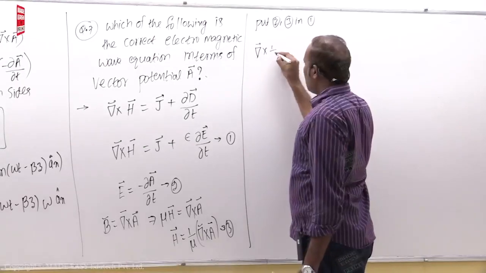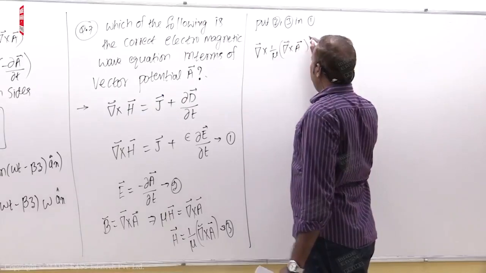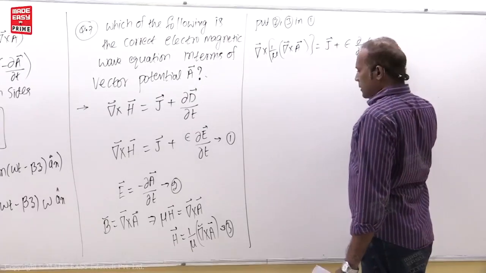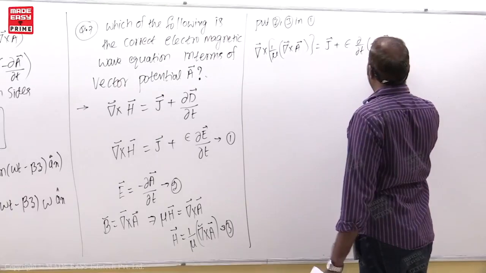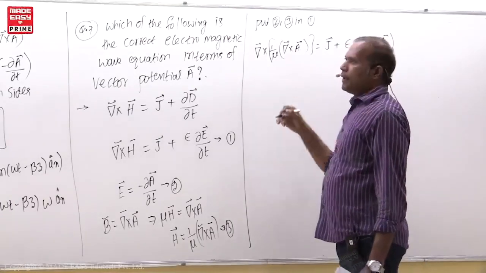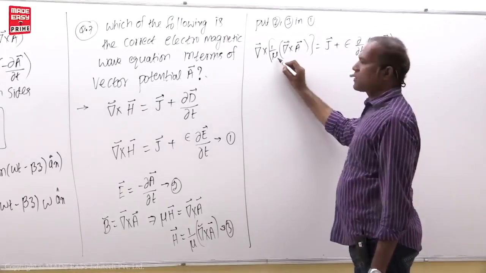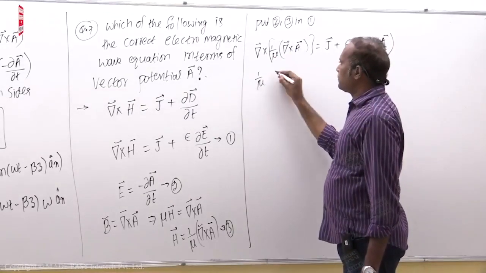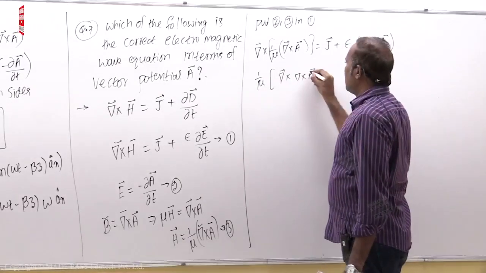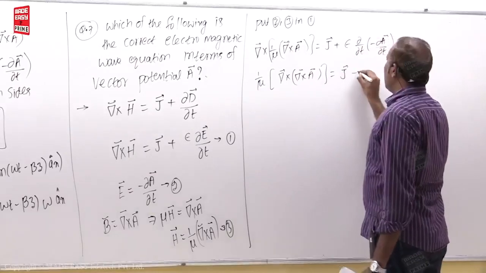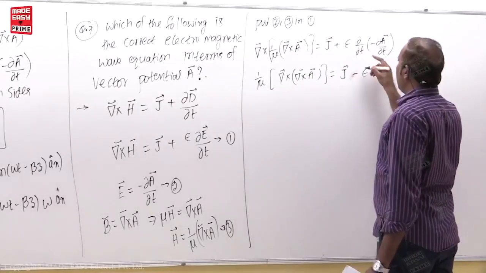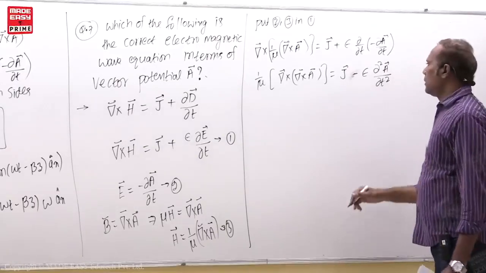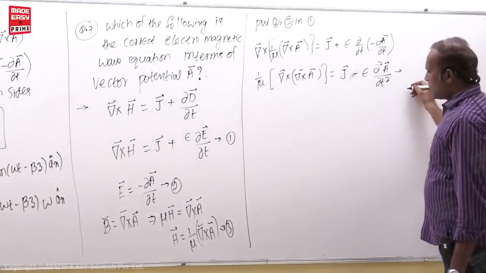Now put equations 2 and 3 in 1. Then del bar cross 1 by mu into del cross A bar is equal to J bar plus epsilon dou by dou t of E bar, which is minus dou A bar by dou t. Now if you take the medium as homogeneous, homogeneous means mu is not a function of x, y, z, it can come out. So 1 by mu del cross del cross A bar is equal to J bar, and here minus comes out, minus epsilon dou square A bar divided by dou t square. So double differentiation is there with respect to time. Let us say this is equation number 4.